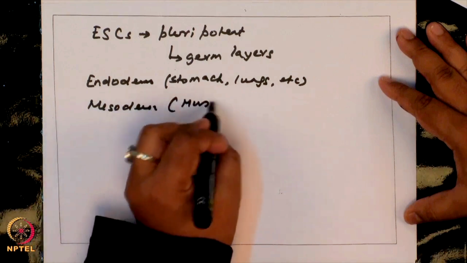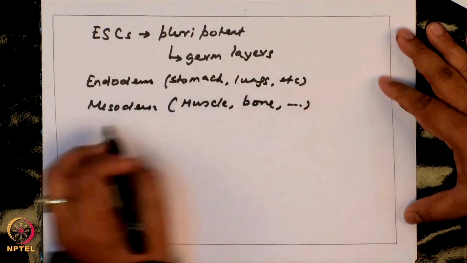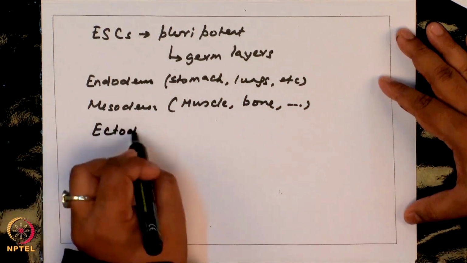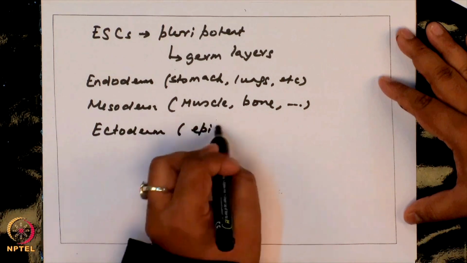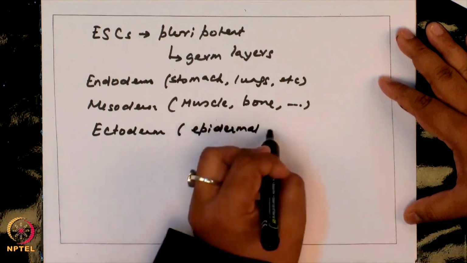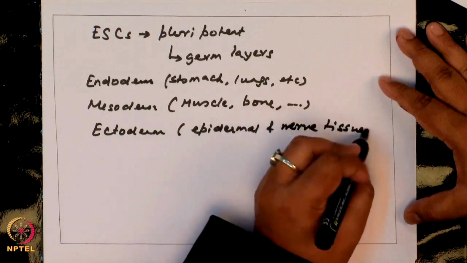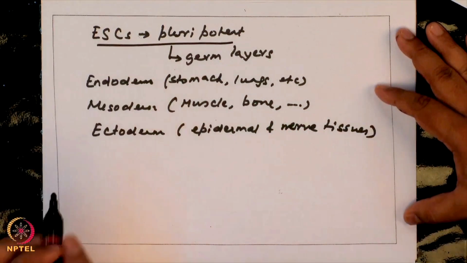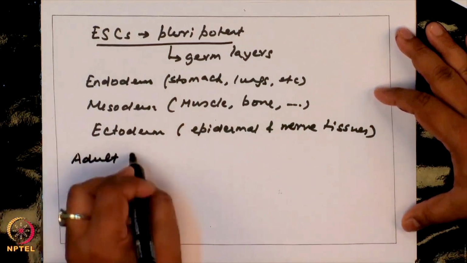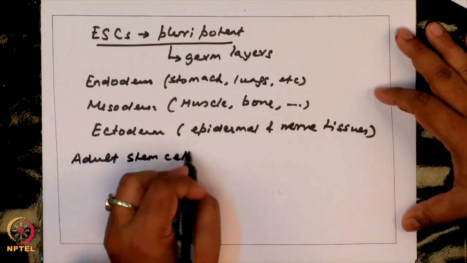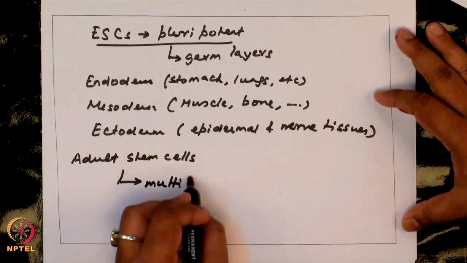mesoderm, which is muscle, bone, etc., or ectoderm, which includes epidermal and nerve tissues. So, ESCs are pluripotent. In comparison, you have adult stem cells, which are what is called multipotent.